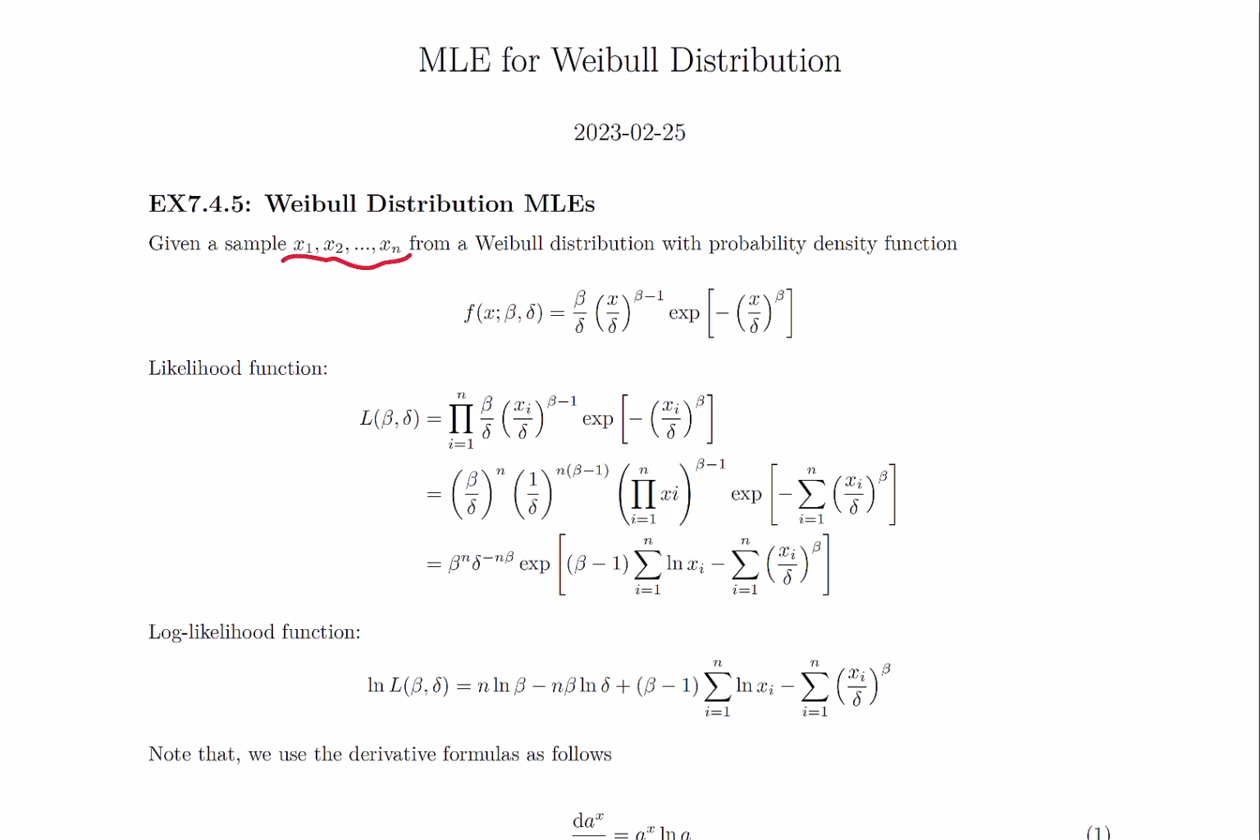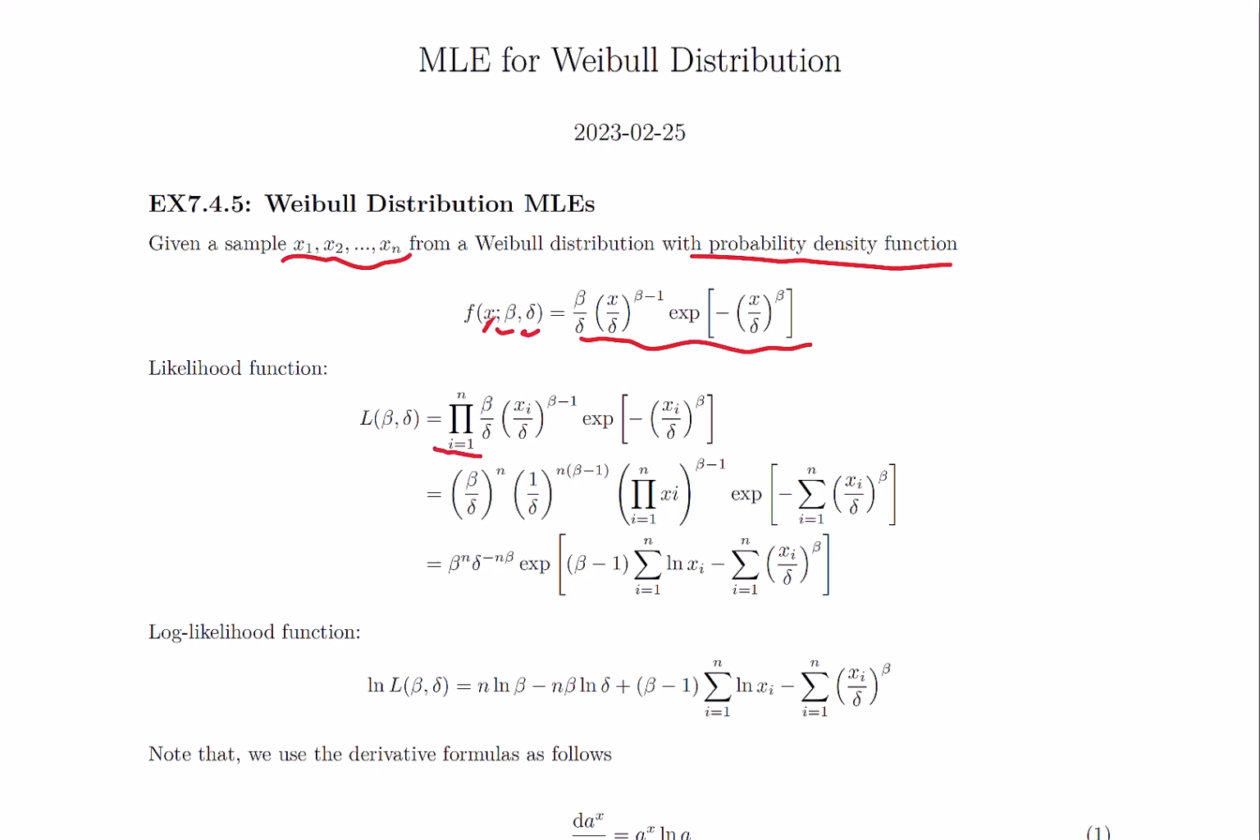X1, X2, Xn from a Weibull distribution with the probability density function. This probability density function has two parameters, beta and delta. So with this kind of form, okay. First, the likelihood function. As we all know, for each of xi, we replace this x with xi, right? And then we multiply all of them together. That's why we put this sign.